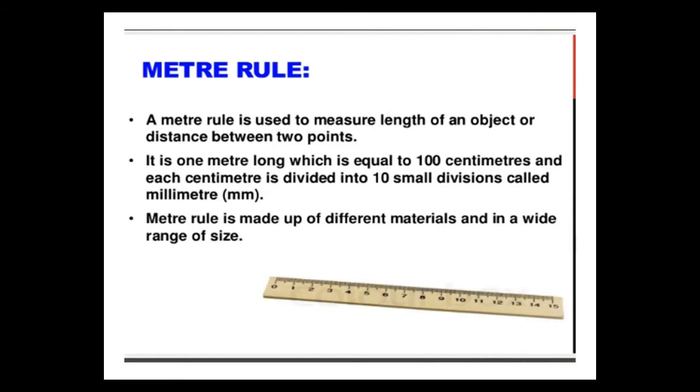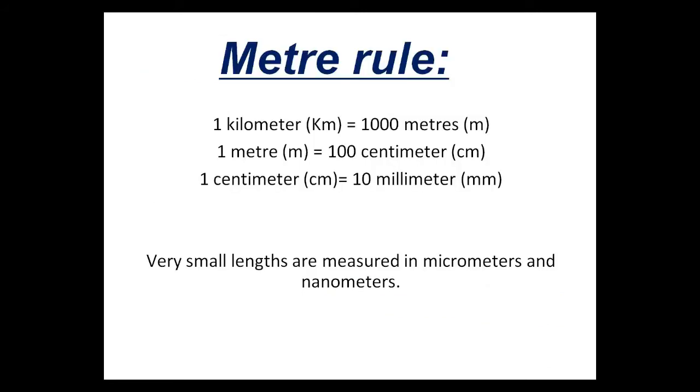Now I will explain more. 1 kilometer is equal to 1000 meters, 1 meter is equal to 100 centimeters, and 1 centimeter is equal to 10 millimeters. Very small lengths are measured in micrometers and nanometers.